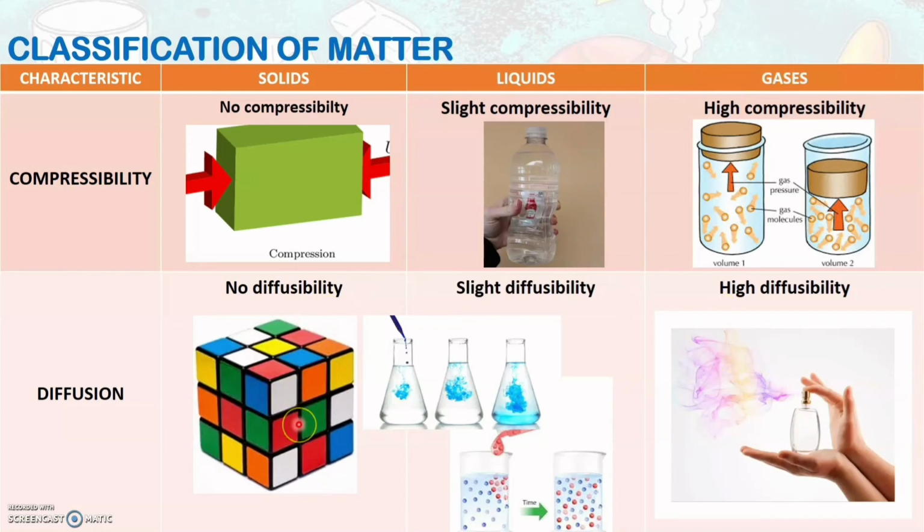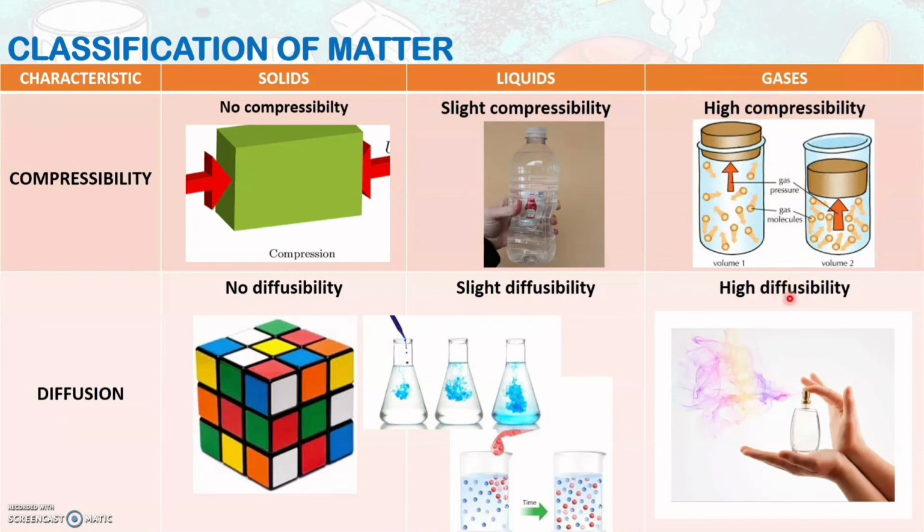But in case of solids, particles of solids are close together or they are fixed, so they cannot move. While in case of liquids, we know that the particles of liquids are only slightly far apart. Therefore, they have slight diffusibility. While in case of gases, the particles of gases are far apart from each other. Therefore, these particles of gases can move around easily from a place of higher concentration to a place of lower concentration. And therefore, we say that gases have high diffusibility.